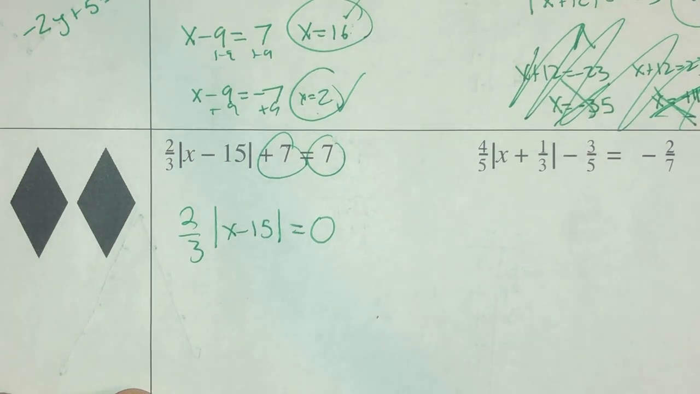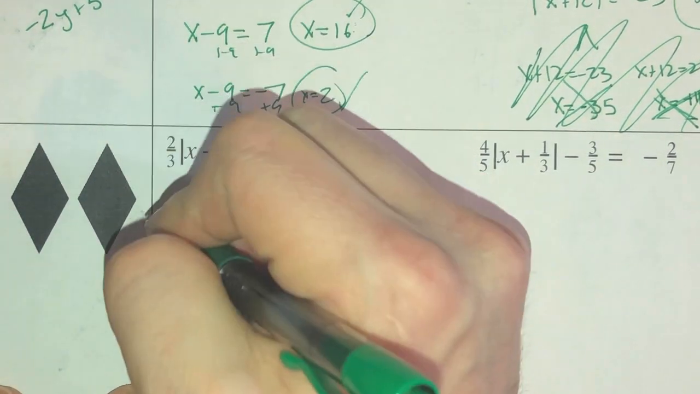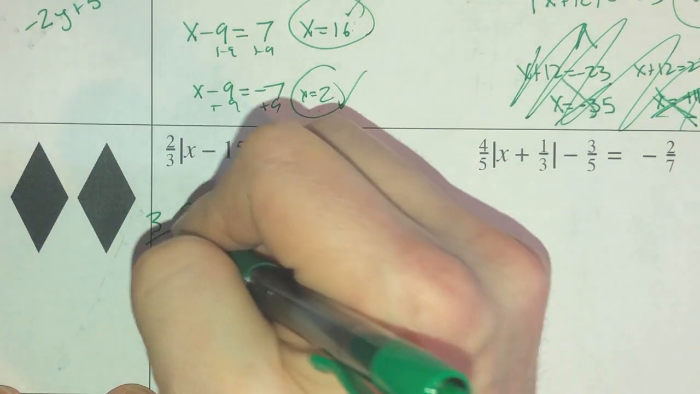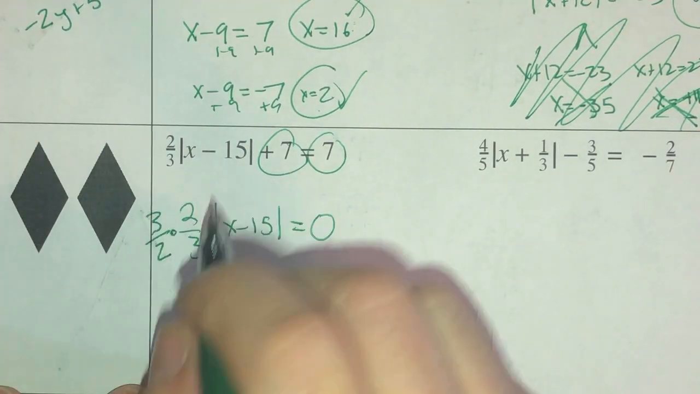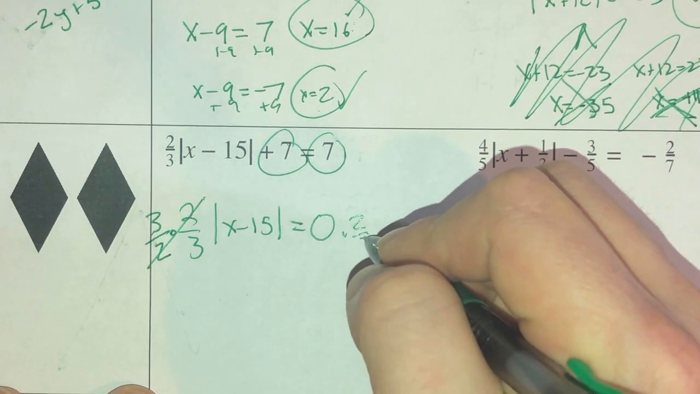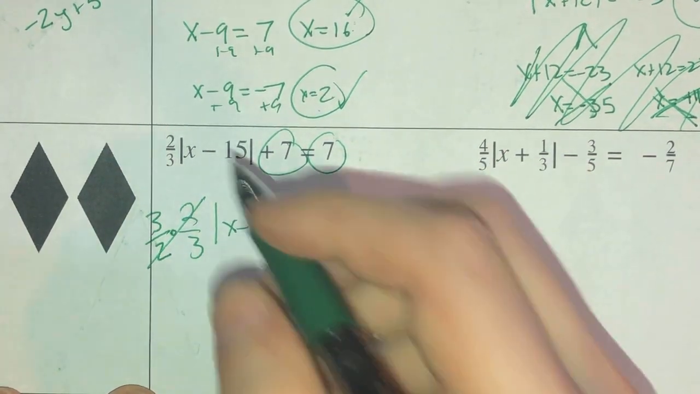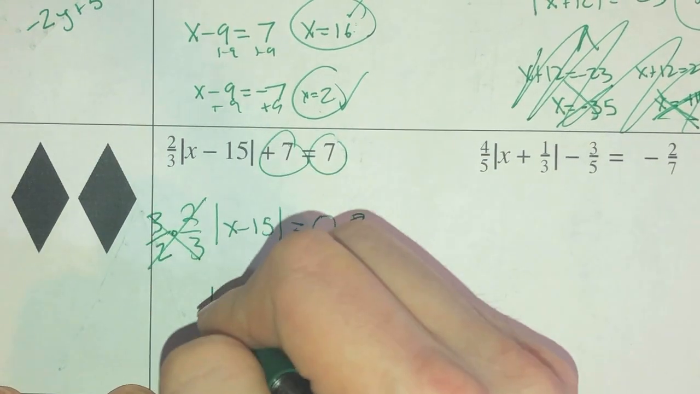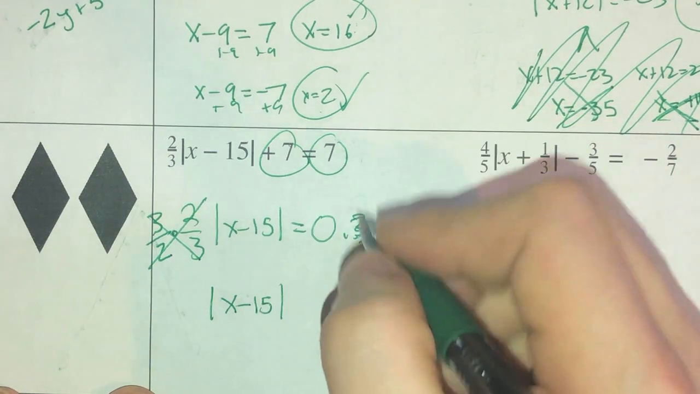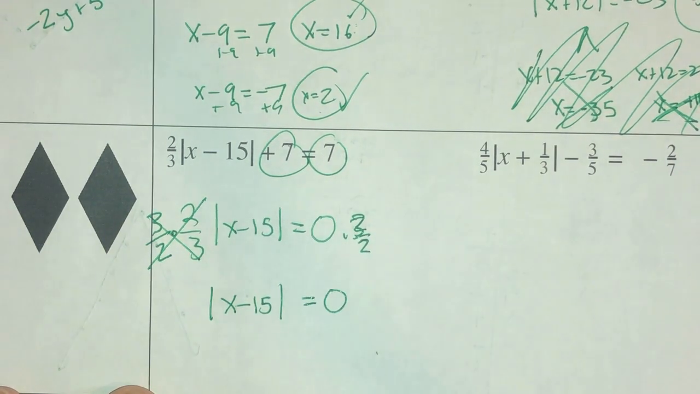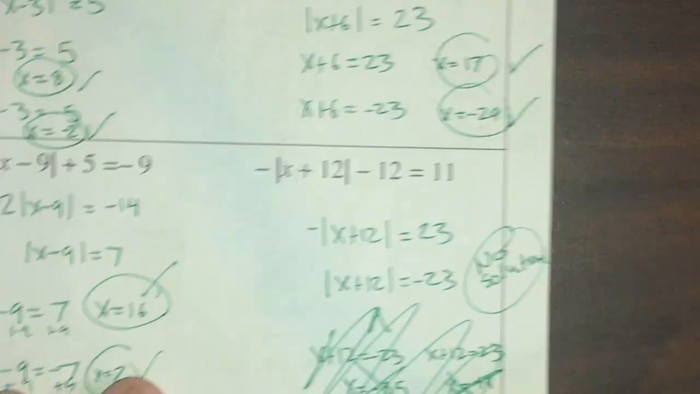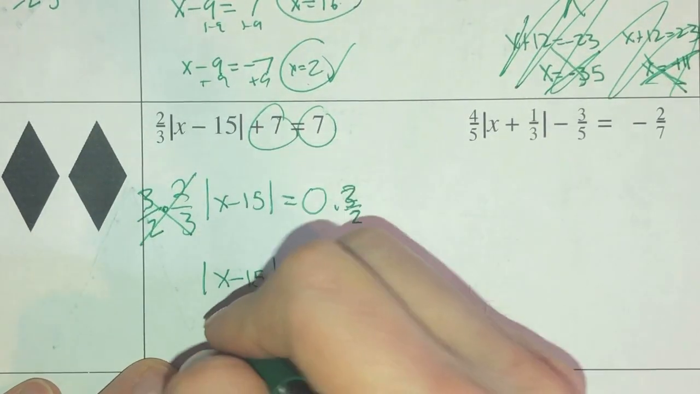Now, to get rid of the 2/3, I either multiply by the reciprocal or divide. So either you could multiply by 3/2 or divide by 2/3. They're equivalent, okay? I'm going to multiply by the reciprocal because those cancel, giving me 1, because the number times its reciprocal is 1. Anything times 0 is 0. So it's equal to 0. Bars are alone. One solution. Okay?